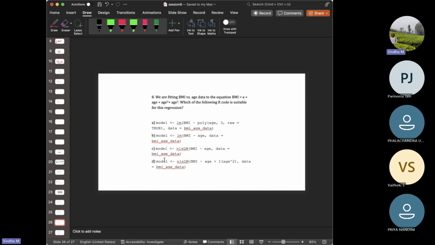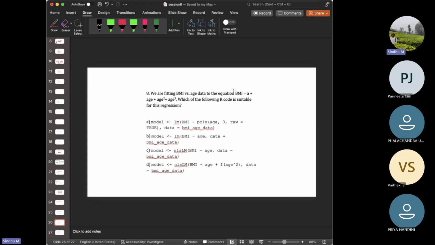So here they have given the equation that we want to fit. We want to fit BMI as a function of age. And we are going with the cubic equation: BMI is equal to A plus age squared plus A cube. And they are asking which of the following R code is suitable for this regression.